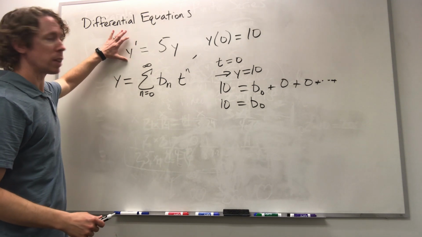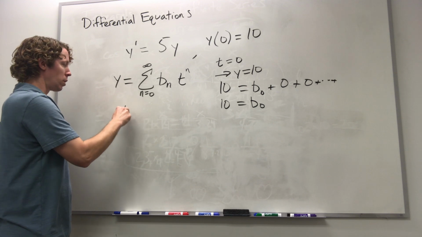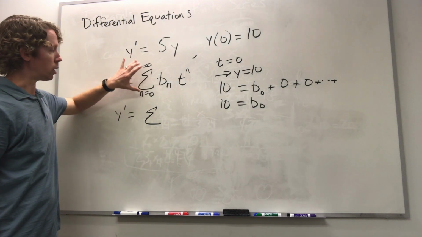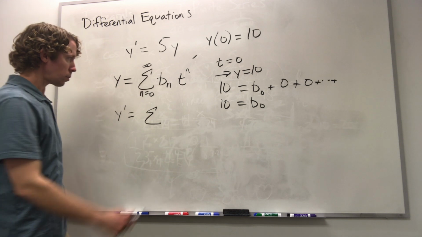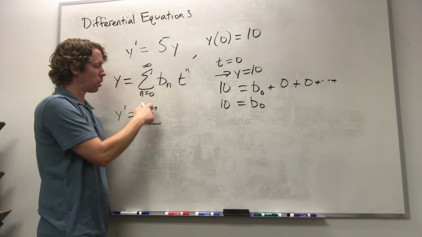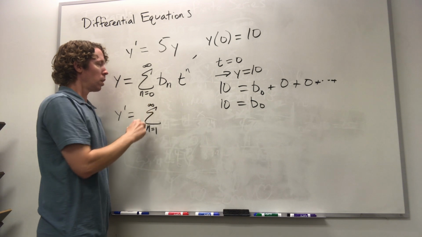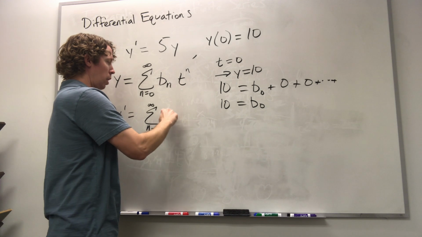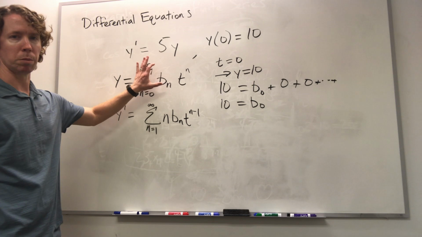To get the others, I'm going to take the derivative of this function. Remember, there's a theorem that allows us to take the derivative of the series term by term to pick up the series for y prime. The constant term will go away when I take the derivative, so I'm going to start this at n equals 1. And we'll just use the power rule, so I'll get n times bn t to the n minus 1, just holding the constant bn out in front.